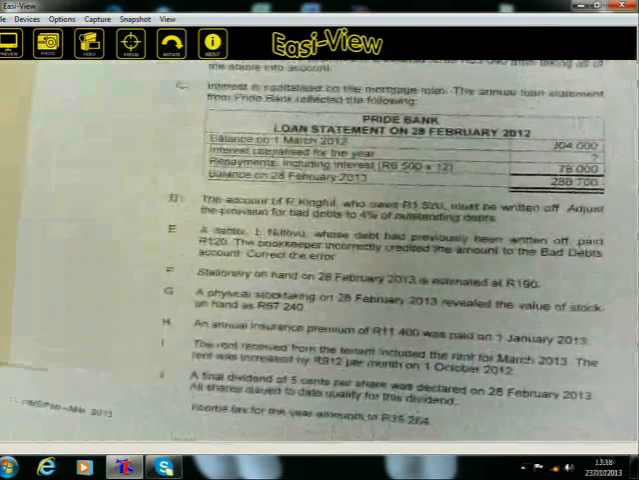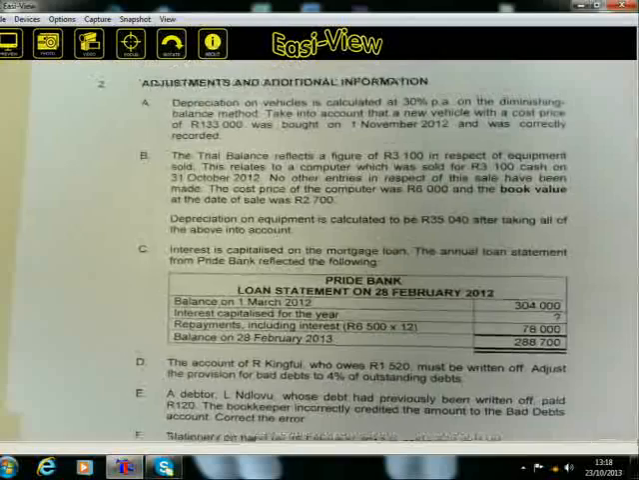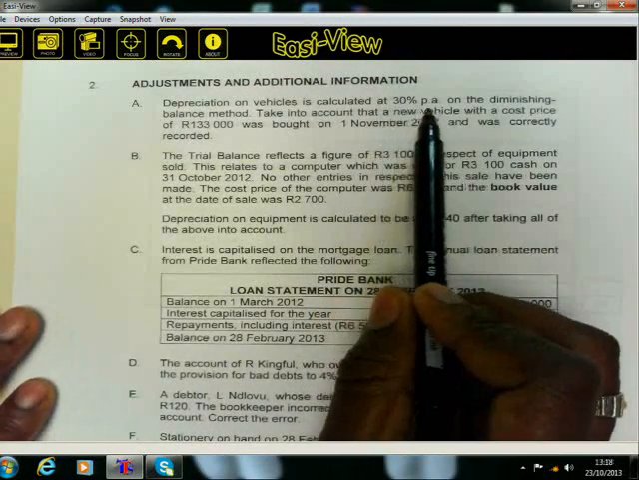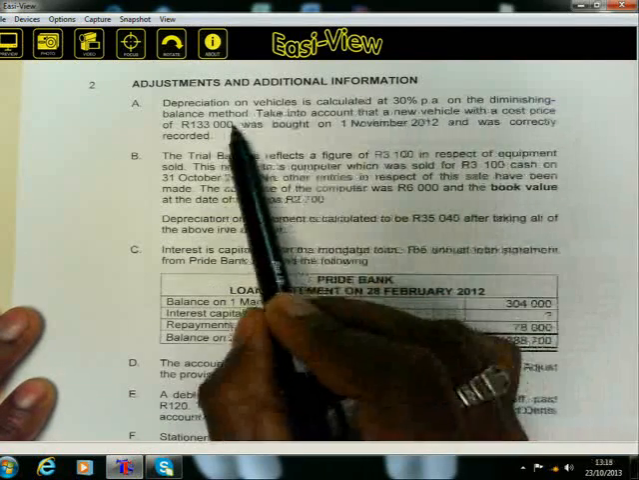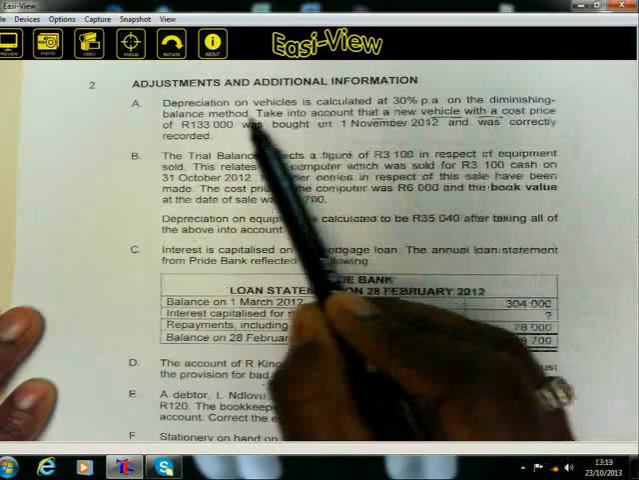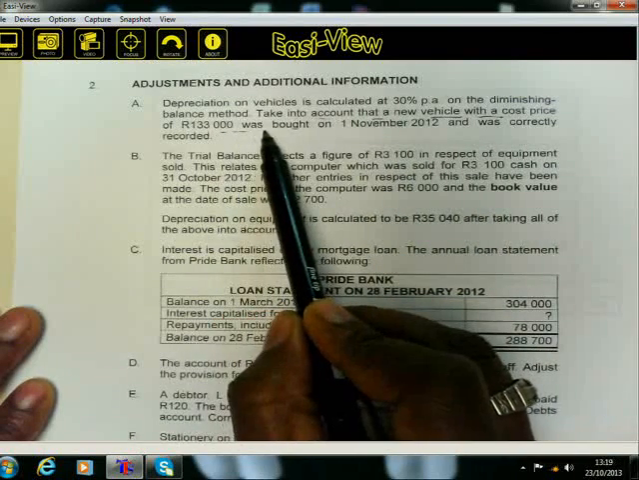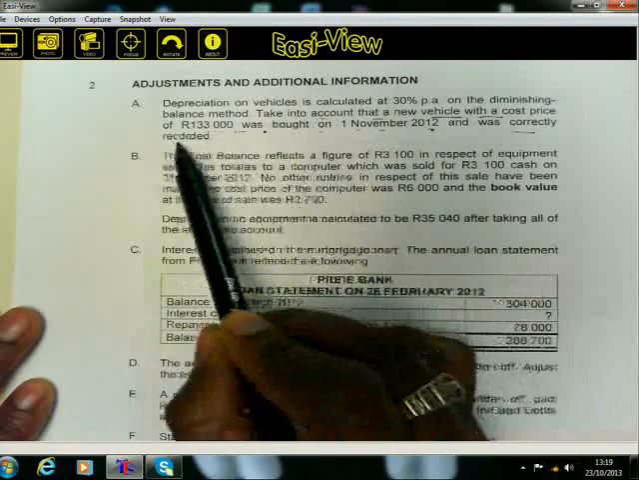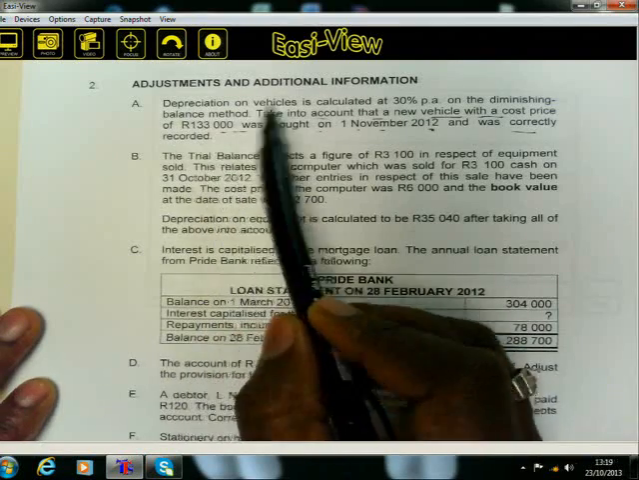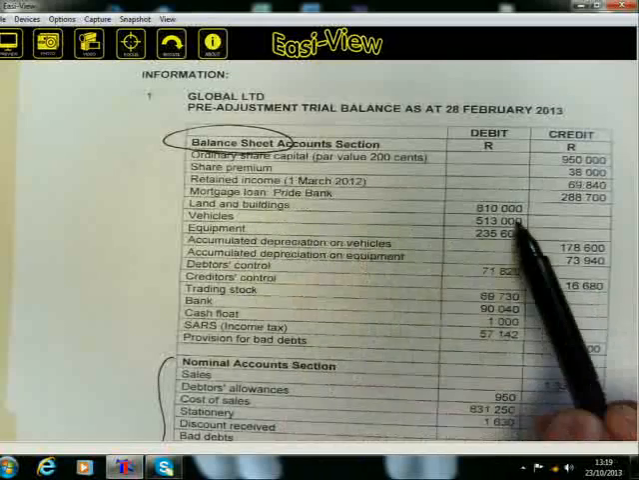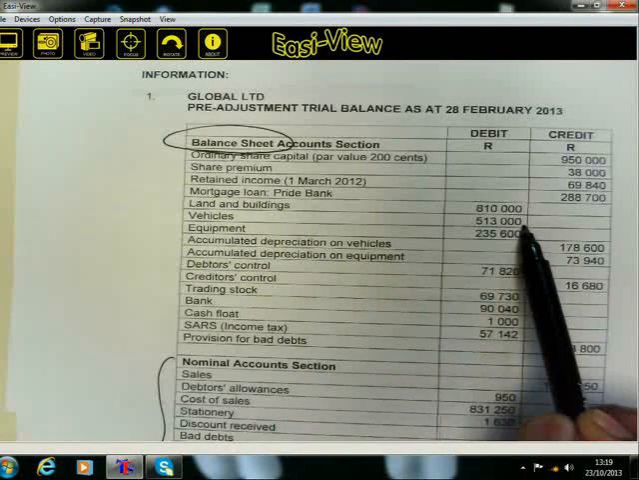In the first adjustment, the depreciation on vehicle is calculated at 30% per annum on the diminishing balance method. Take into account that a new vehicle with a cost price of 133,000 Rand was bought on the 1st of November 2012 and was correctly recorded.